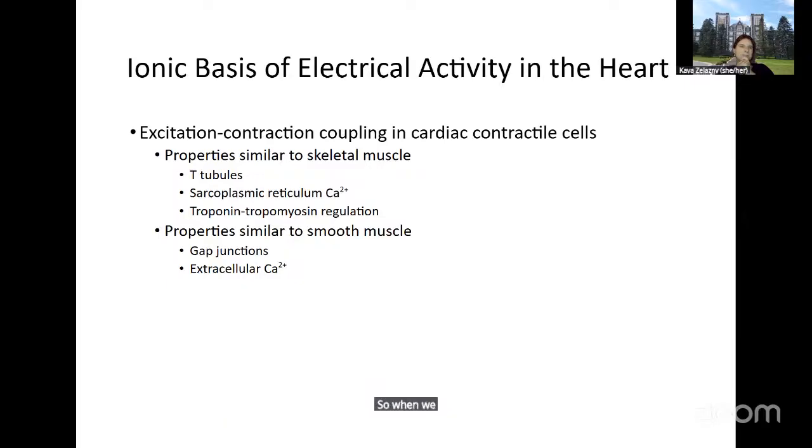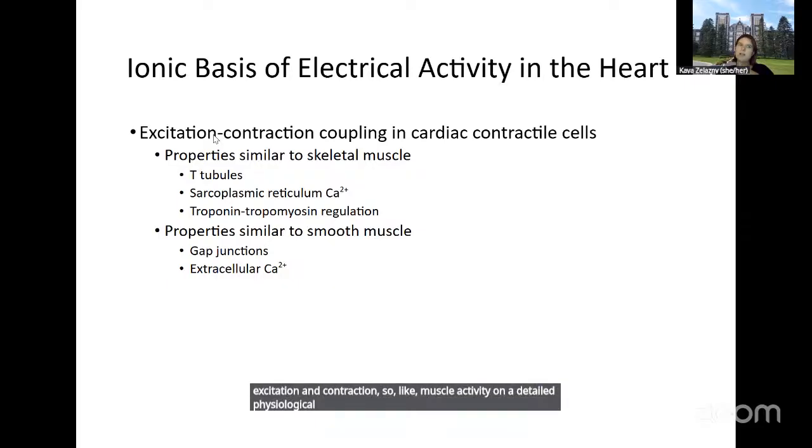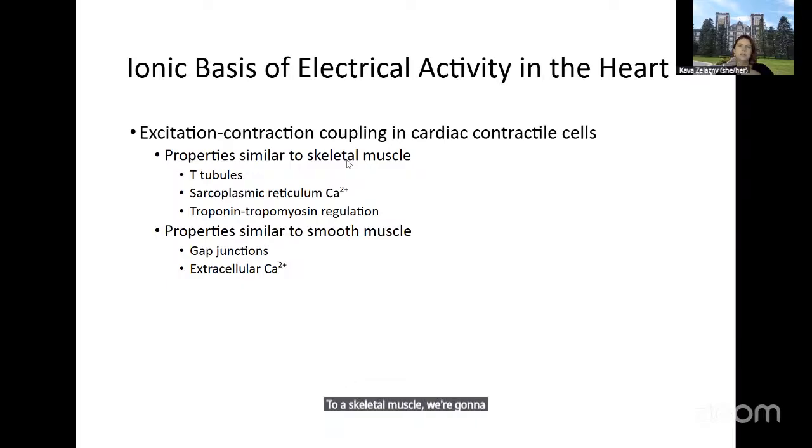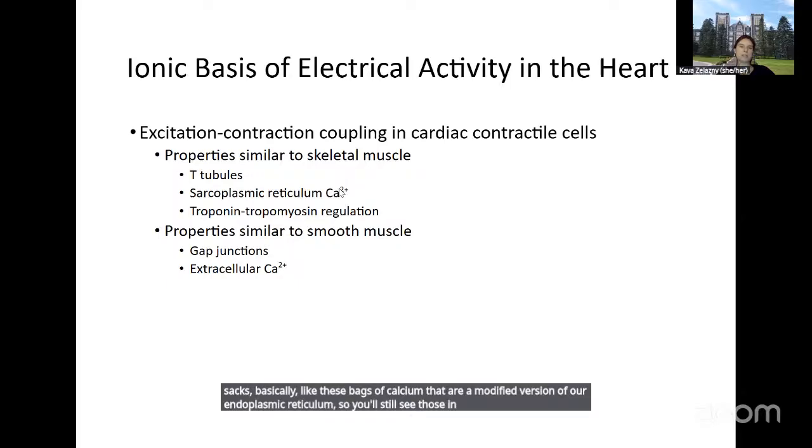So when we think about what's similar in excitation and contraction, muscle activity on a detailed physiological level, to skeletal muscle, we're going to see that just like in skeletal muscle, cardiac cells have T tubules. Those were those tunnels diving into our muscle cells in skeletal muscle. We'll see that we have sarcoplasmic reticulum storing calcium. These were like bags of calcium that are a modified version of our endoplasmic reticulum. So you'll still see those in skeletal muscle.